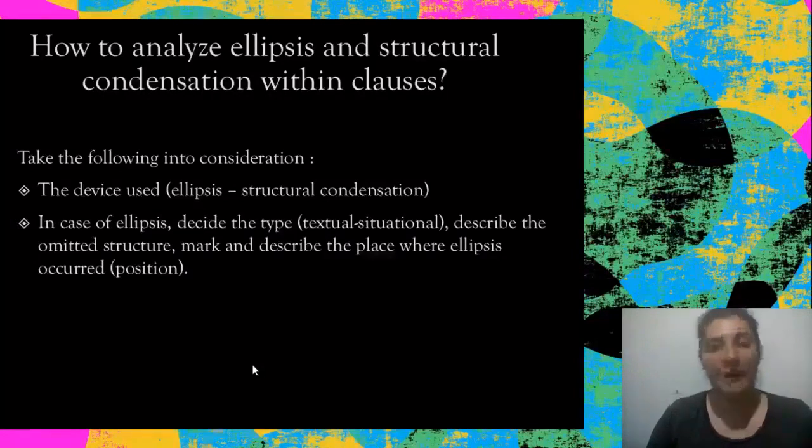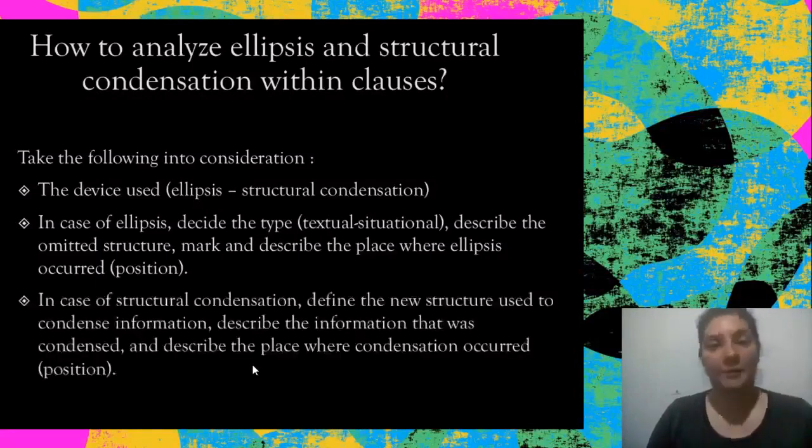If you barely have information related to the context and you need to recreate a linguistic context to get the information related to the omitted element, then you would have situational ellipsis. Once you identified the type, describe what was the structure that was omitted. Finally, mark and describe the place where ellipsis occurs.